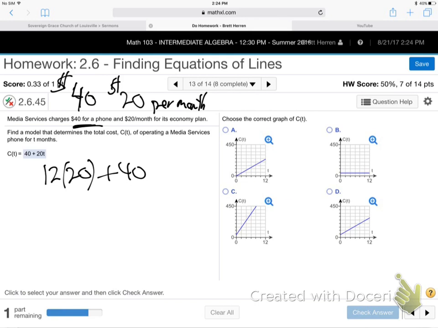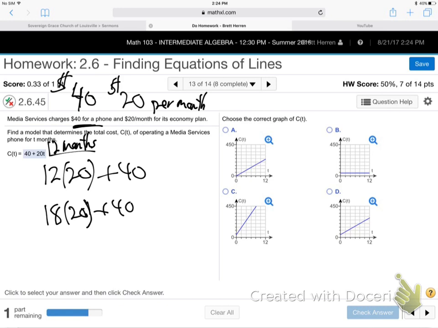What if that's for 12 months? What if I was going to use it for 18 months? How would you figure out my total bill for 18 months? Well, you just make that an 18. You all know that. I'm not telling you anything you don't already know. You would just go 18 times 20, add the 40, right?